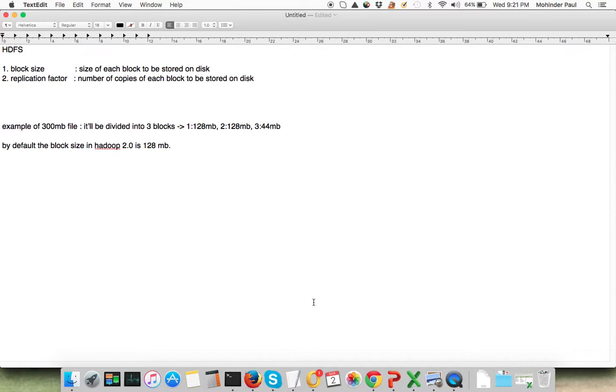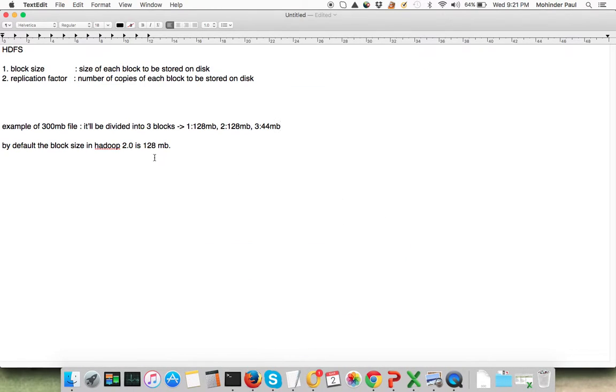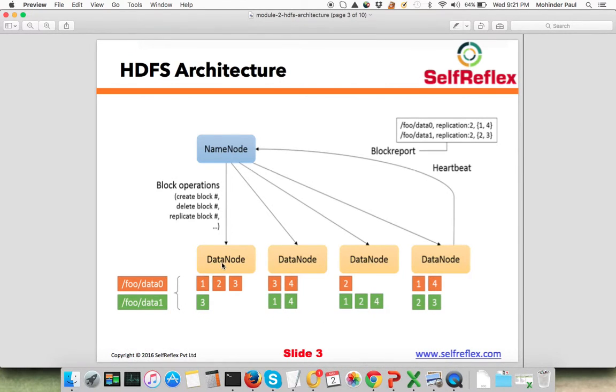So basically what happens is, let me go back to the slides. Let's say this file /foo/data0 is of 300 MB. And let's say your replication factor is 2. Let's ignore the replication factor for now. Let's say this file is 300 MB. The framework will divide this file into three blocks. The first block will be of 128 MB, second block will be of 128 MB, and third block will be of 44 MB. And it will store these three blocks on separate data nodes.